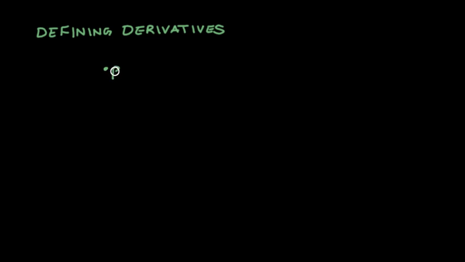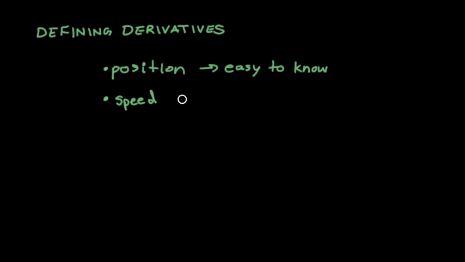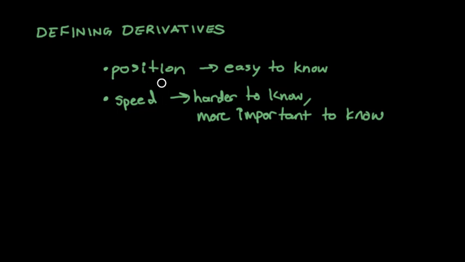So basically, the position of something, where something is, is really easy to know. You can kind of just look. You can measure it, you can use a ruler, you can do whatever. The position of something is generally easy to know, or the amount of money in your bank account. You just check and you can see how much money is in your account. Speed, on the other hand, is harder to know and often it's more important to know. So what is speed? Speed is just the rate of change in position. How fast is your position changing?